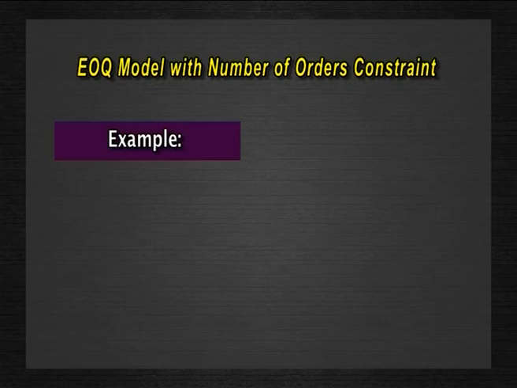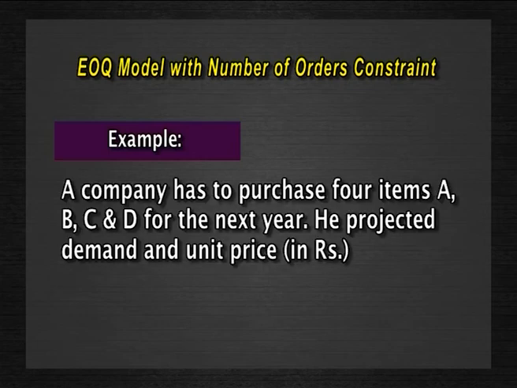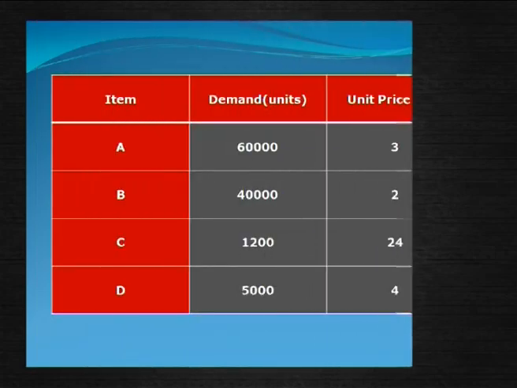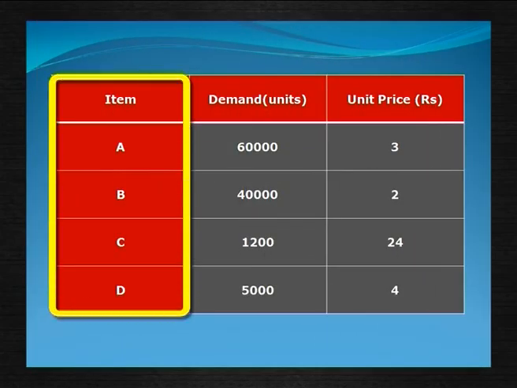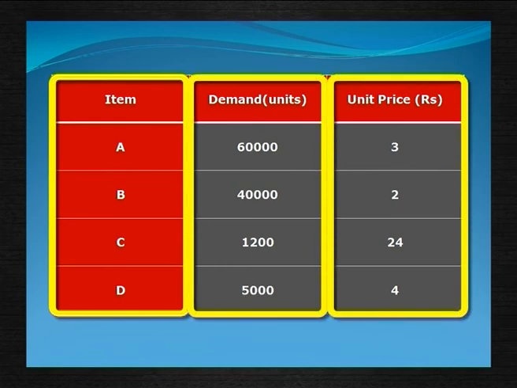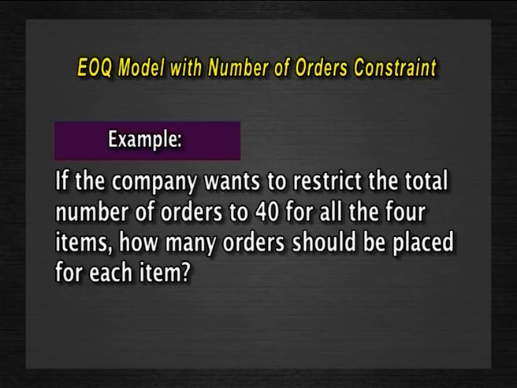Now coming to the problem example. A company has to purchase 4 items A, B, C and D for the next year. The projected demand and unit price in rupees are as follows. In the following table, the first column represents the items A, B, C and D. The second and third columns represent demand and unit price of the items respectively. If the company wants to restrict the total number of orders to 40 for all the 4 items, how many orders should be placed for each item?